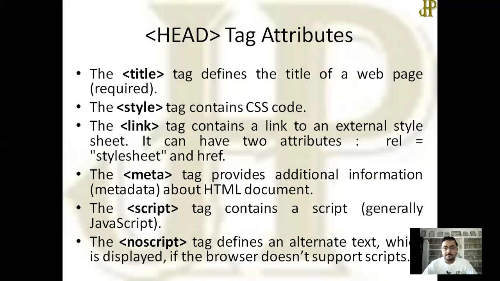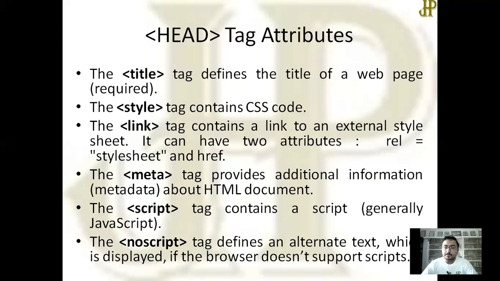The link tag is used for including an external sheet. That sheet can be a style sheet or any other file. Next one is meta. What is meta? Meta means the information about the web page, like author name, why this web page is created, the customer for whom this web page is created. All this information is kept in the meta tag.